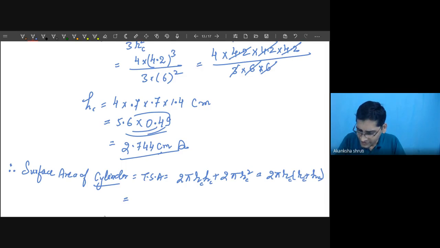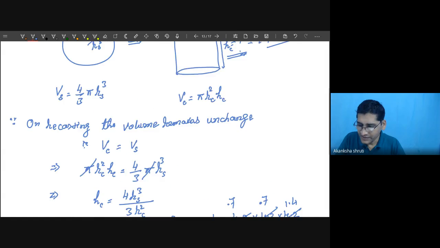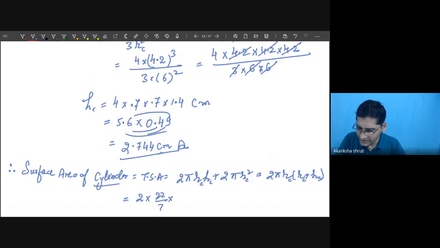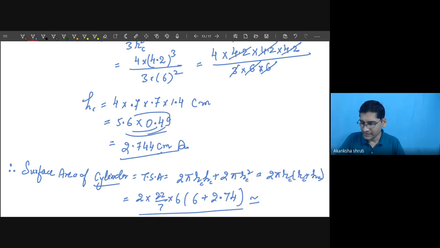Go for substituting. 2 into 22 by 7 into the r. The radius of the cylinder is our 6. Then it is our 6 plus 2.74. Even you can approximate this. So whatever the result that you will get, that will give you the final answer.